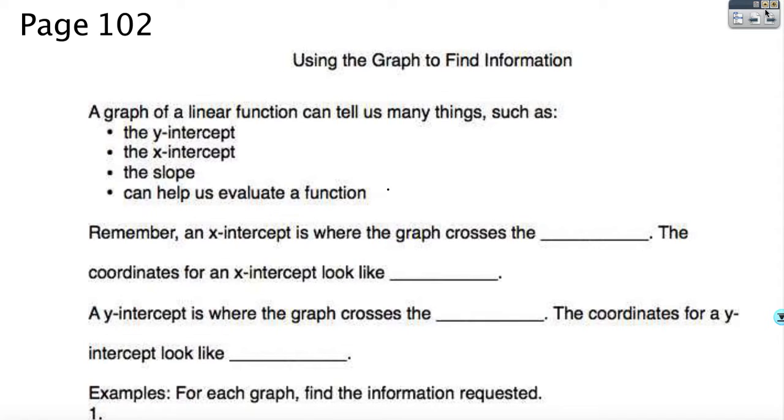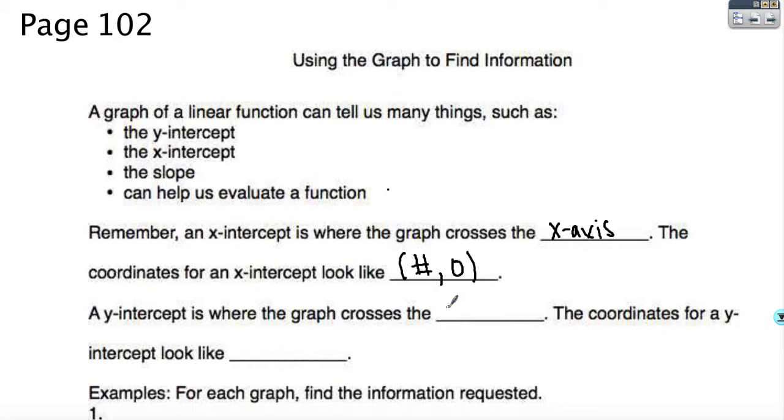So today, when we start talking about using the graph to find information, basically what you're going to find out is that when you have the graph of a linear function, it can tell you many things, such as your y-intercept, your x-intercept, your slope, and it can also help you to evaluate a function. So remember that your x-intercept is where the graph crosses the x-axis. And the coordinates for an x-intercept are going to look like, in your parentheses, some number for your x value and then 0 for your y value.